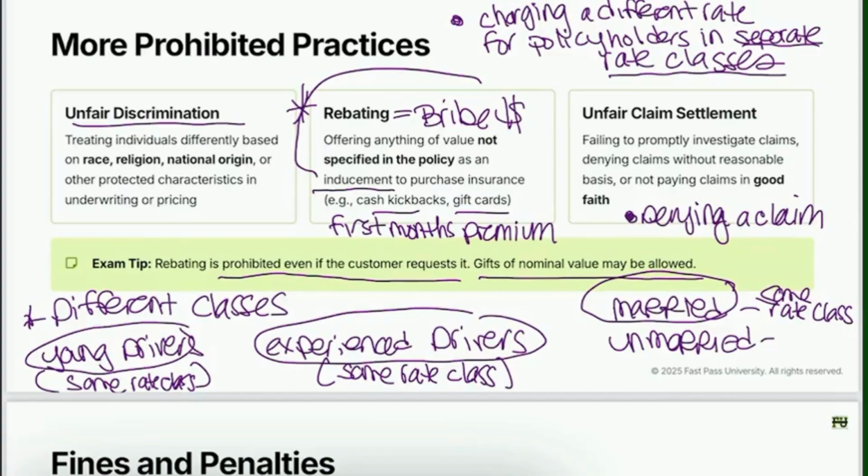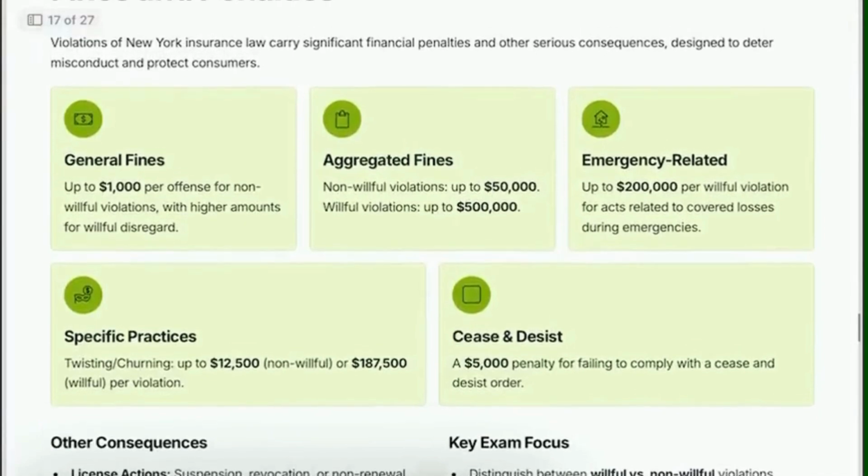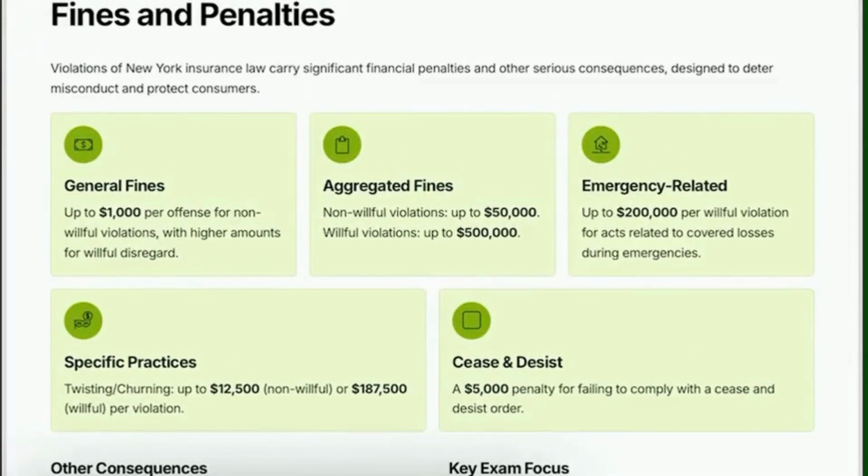All right. Fines and penalties. So, violations of New York insurance law carry significant financial penalties and other serious consequences designed to deter misconduct and protect consumers. I can tell you that these are some of the highest fines and penalties out of any of the other states. I teach these laws and regulations for all the states. New York does not play.